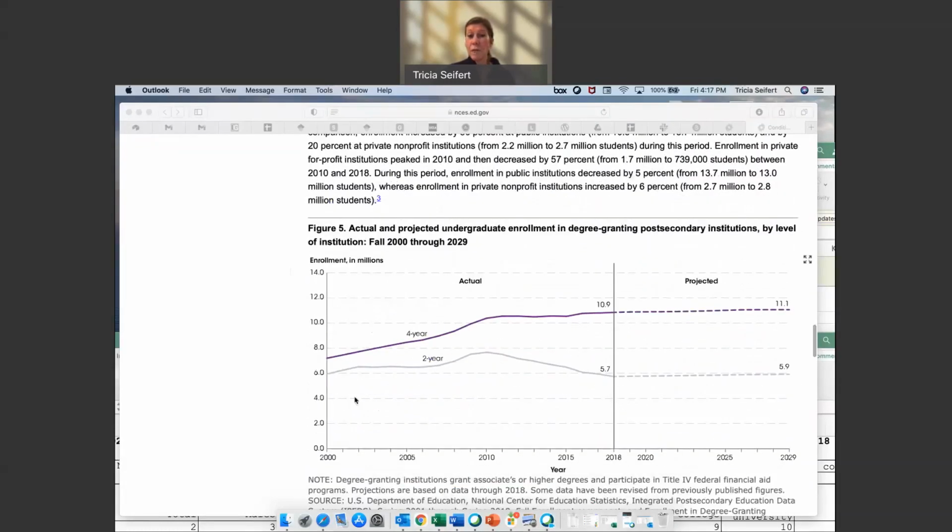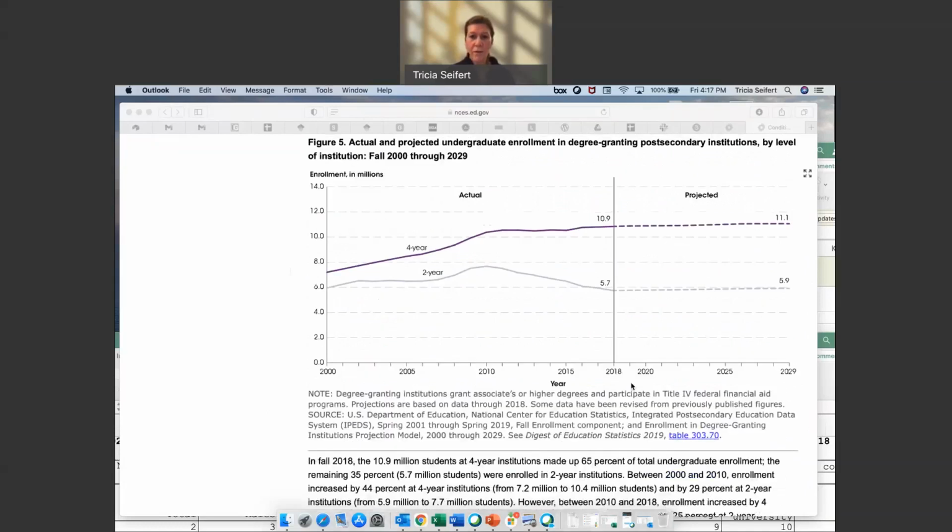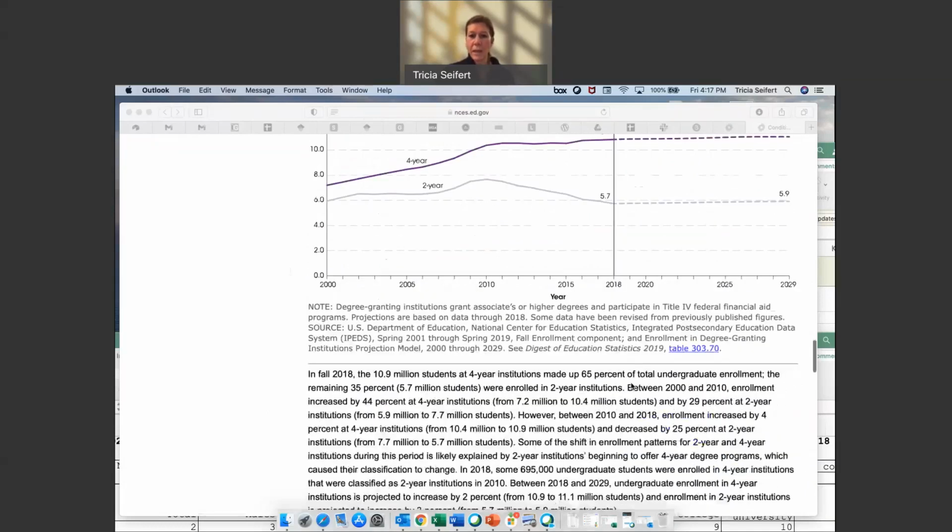This is looking at 4-year and 2-year enrollment. This is very interesting to me, that 2-year college enrollment decreased from 2010 to 2018. I'm curious why that would be the case. I don't have an answer. I'm going to ask, do you have some ideas why that might be?